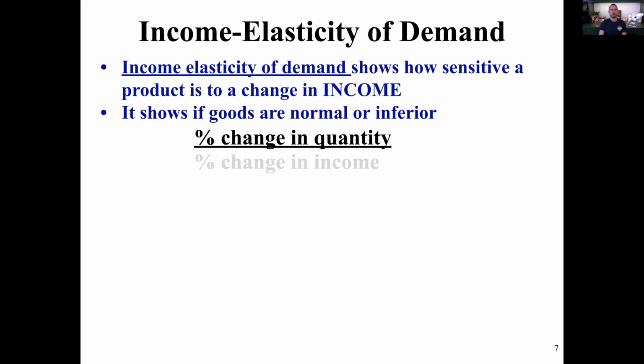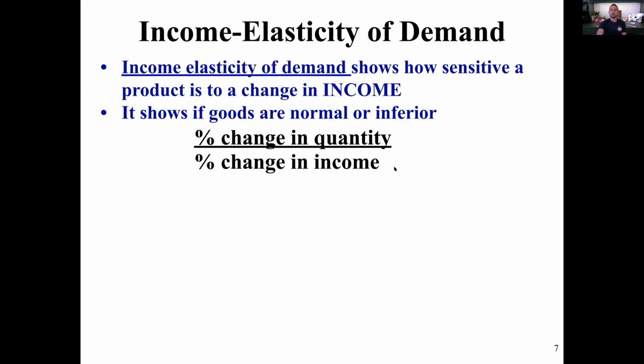The next one is income elasticity. So income elasticity is going to show you whether a good is a normal good, a good that you want, that you like, and as your income goes up, you buy more of it, or if the good is a crappy, inferior good that you don't want, right? Where your income goes up and you stop buying it, okay? So this is the percent change in quantity when there's a change in income, okay?